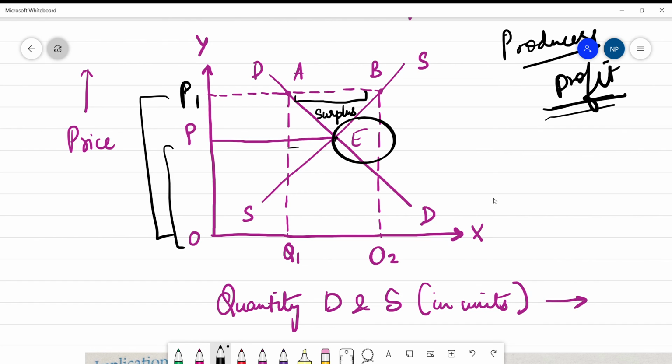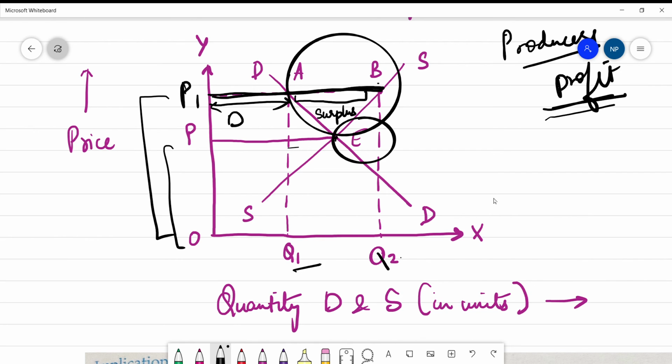At this support price, OP1, the producers are willing to supply this much of product, that is P1B, while the consumers are demanding only P1 to A. From P1 to A only is the demand, but the suppliers are supplying how much? From P1 to B. So this particular surplus is created here, which is equivalent to Q1 to Q2. So the excess supply may be purchased by the government either to increase its buffer stocks or for exports.